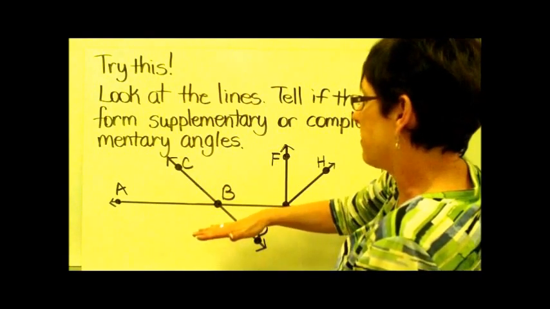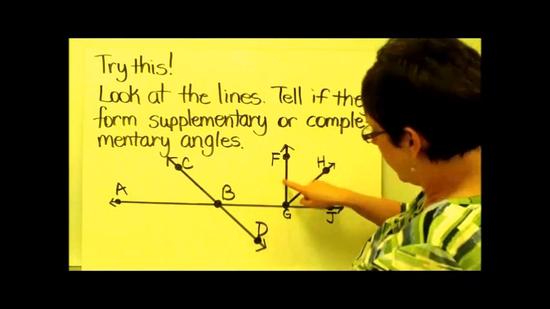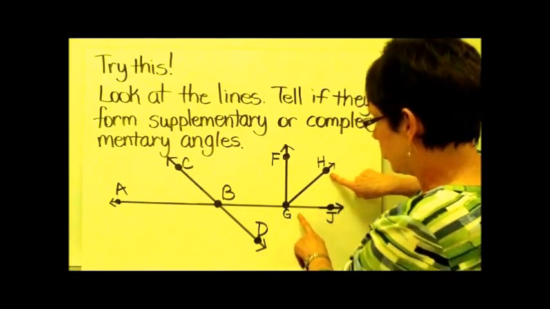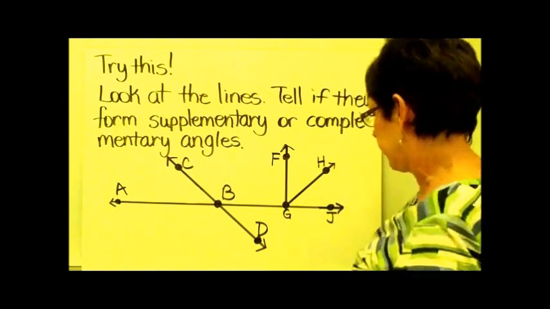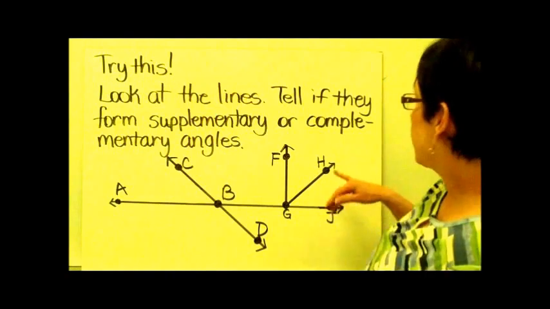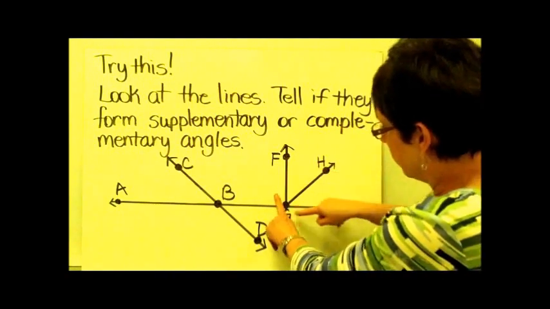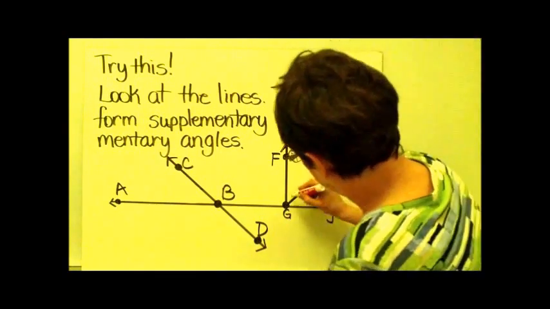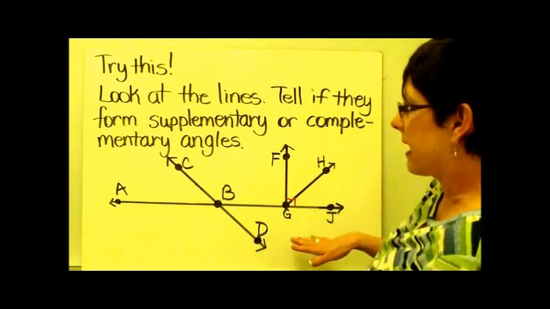So this is supplementary. How about if we looked at angle FGH and angle HGJ? Would that be supplementary or complementary? This would be a complementary angle because together they form a right angle. And there should be a little symbol there showing that that is a right angle.